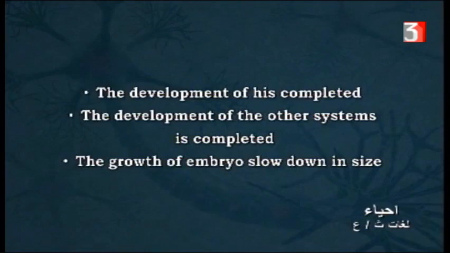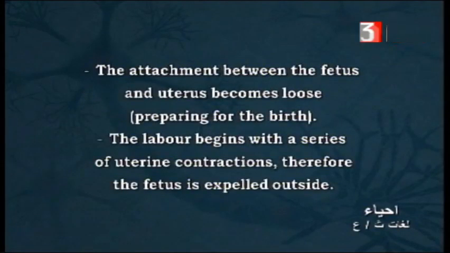In the last stages, the growth of the baby slows down, but in the first stages, the growth of the baby may be rapid. The attachment between the fetus and uterus becomes loose, meaning preparing for the birth. The labor begins with a series of uterine contractions, meaning the delivery begins by contraction and relaxation of the uterus to expel the fetus outside the uterus. And this is the end of the pregnancy.